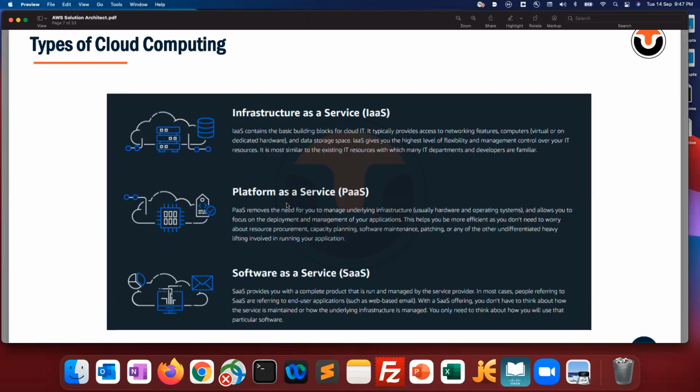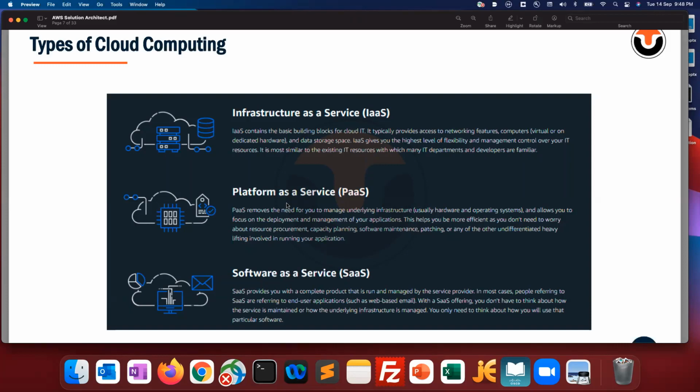But in the case of infrastructure as a service, you are just given the infrastructure, that is hardware, either physical hardware or virtual hardware. You are responsible to install the software, and you're responsible to install the operating system and its patches.